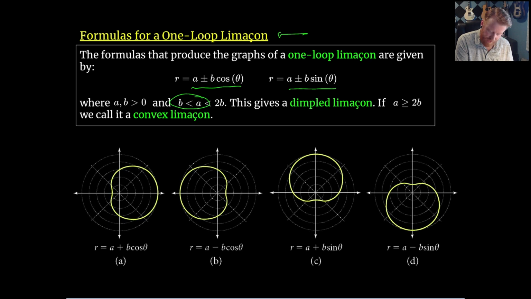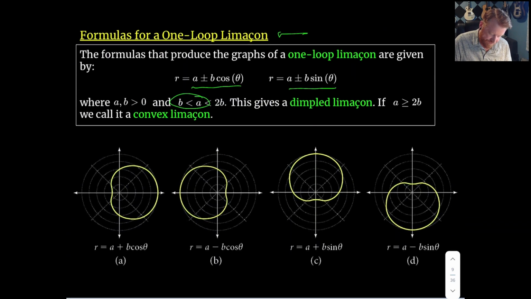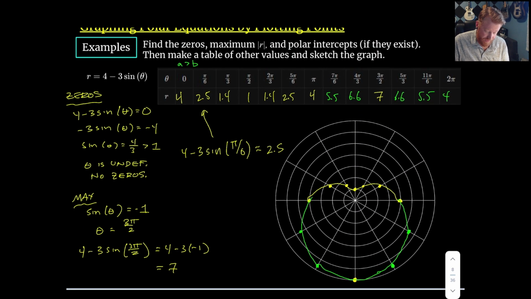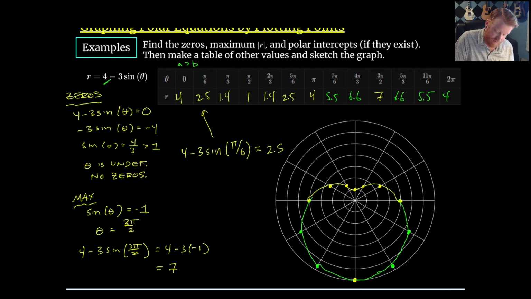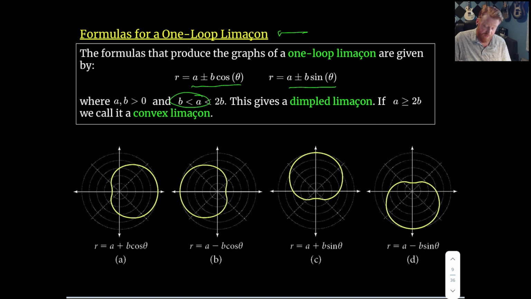Is that what I said? Yeah, the a value is bigger than the b value. And it's also less than 2b. So you might notice on the other one that the a value was less than b. And there's just a small difference here. That's going to be what we see in most of our examples, are these dimpled limaçons, where the a value is bigger than b but less than twice b.